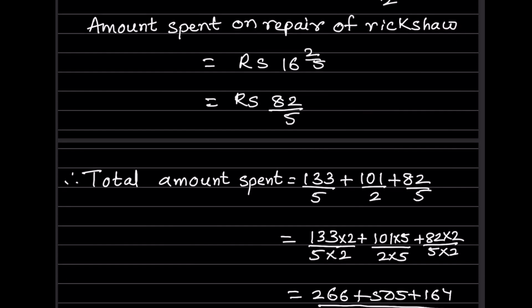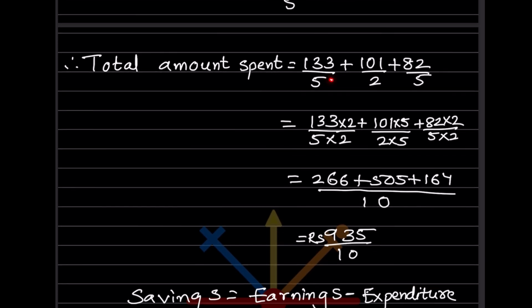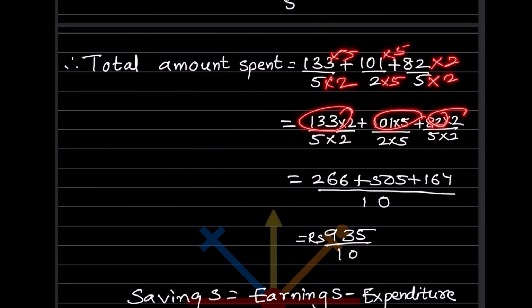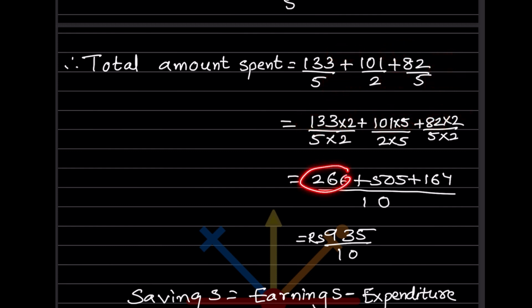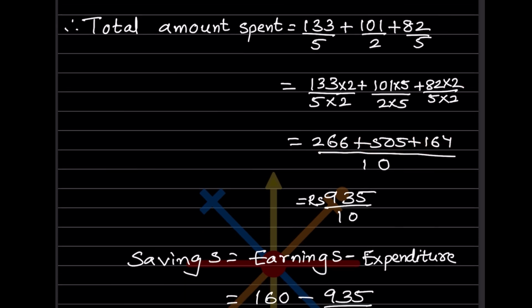This all comes under the spending part. So now you can see the denominators are different. First thing, you have to make the denominators the same to calculate further. So now the LCM is 10. So here you need 2, here you need 5, here you need 2. So after multiplying all that, you can see the calculation over here. That will be 266, 505, 164 divided by 10. So when you add this all, that will be 935 by 10. So this is the total amount spent.